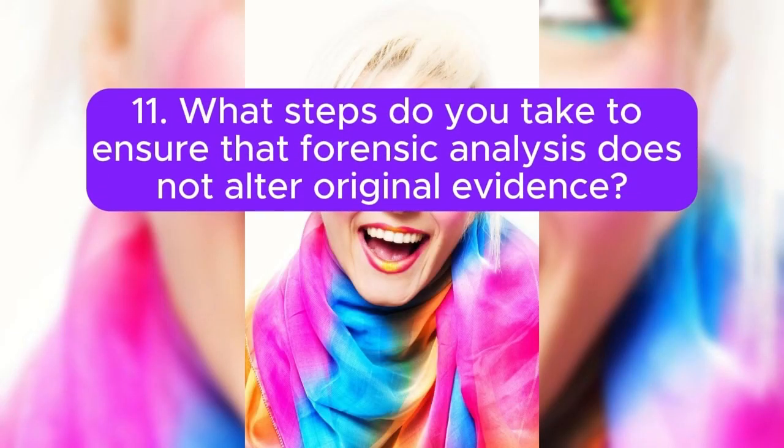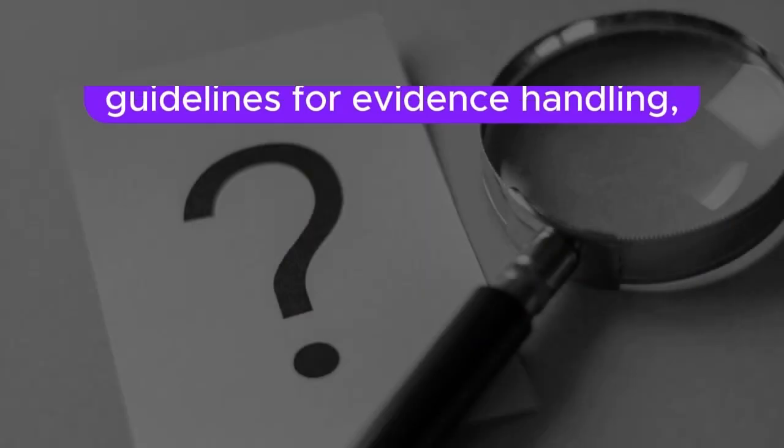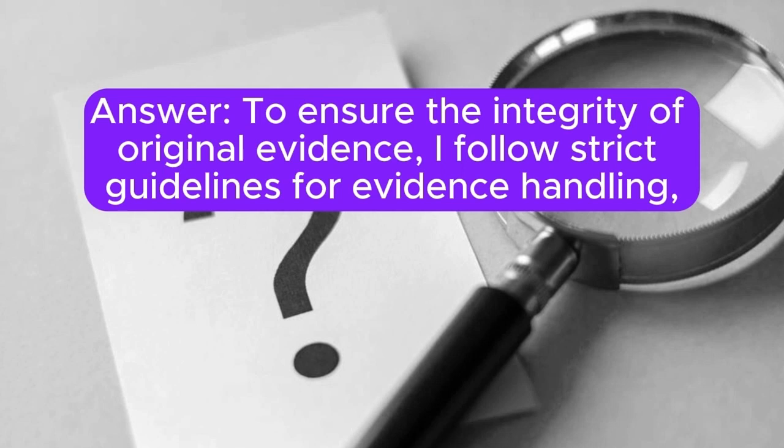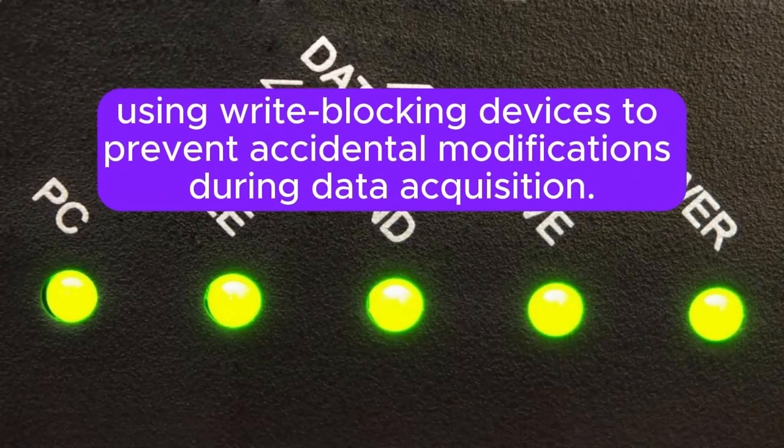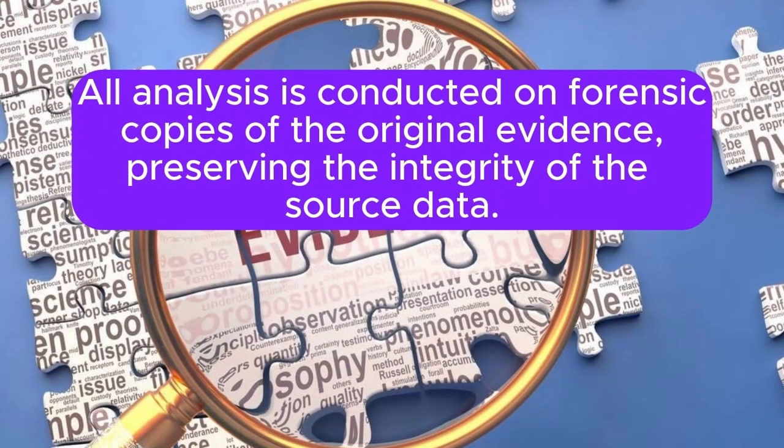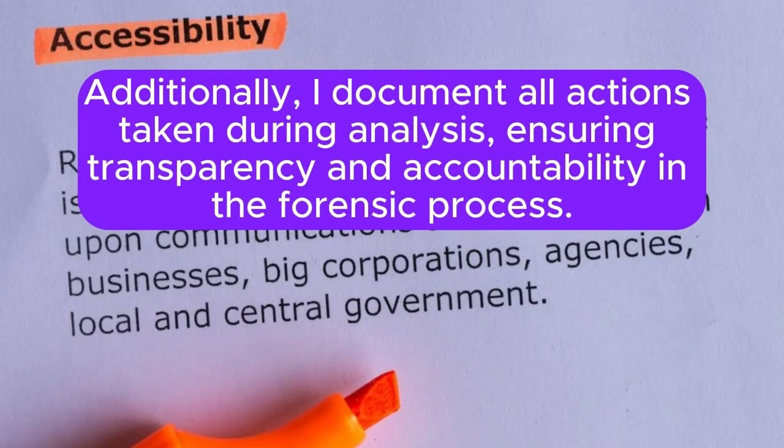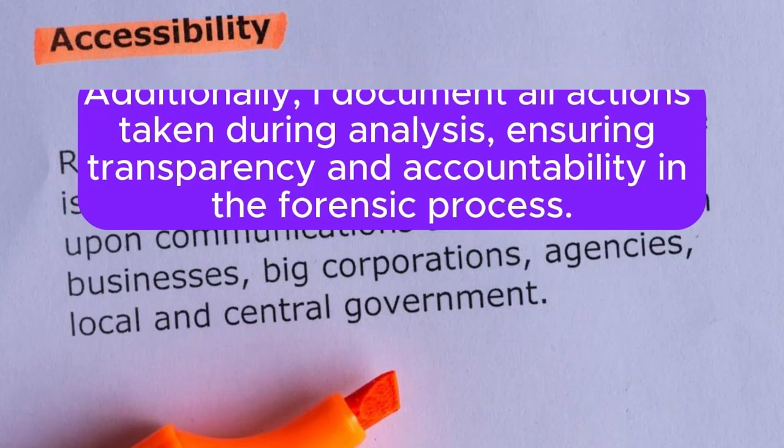11. What steps do you take to ensure that forensic analysis does not alter original evidence? Answer: To ensure the integrity of original evidence, I follow strict guidelines for evidence handling, using write blocking devices to prevent accidental modifications during data acquisition. All analysis is conducted on forensic copies of the original evidence, preserving the integrity of the source data. Additionally, I document all actions taken during analysis, ensuring transparency and accountability in the forensic process.